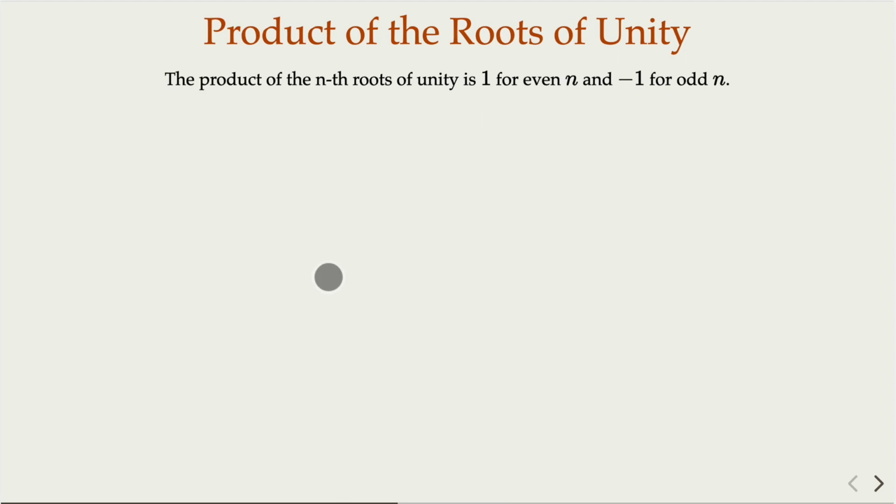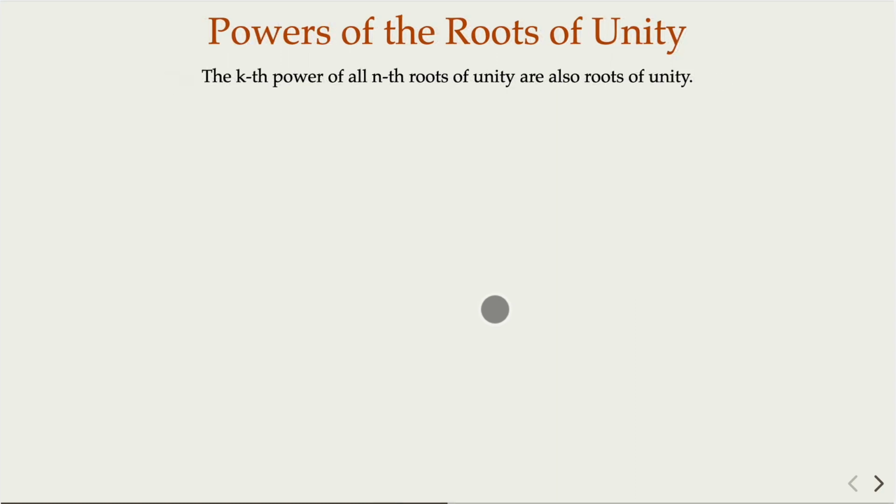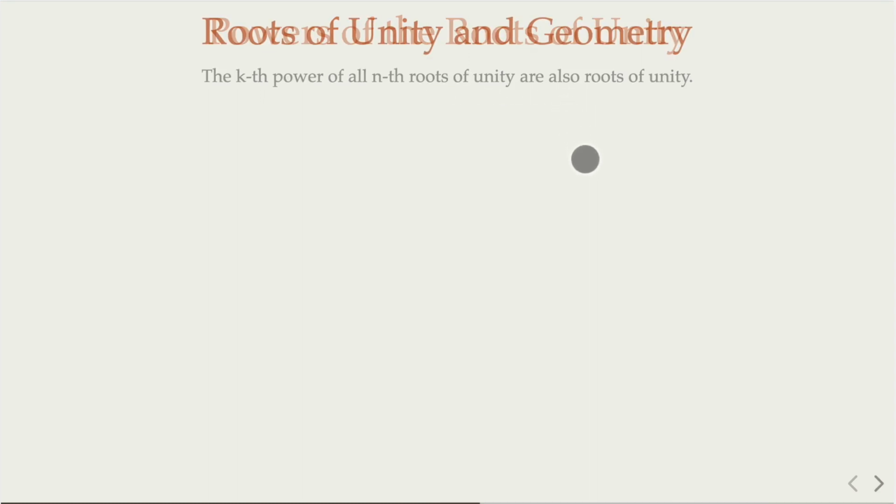How about the product of all the roots of unity? That's going to be either 1 or negative 1, depending on whether n is even or odd. The actual argument could be based on Vieta's formulas for the equation z to the n minus 1 equals 0. And how about the powers of roots of unity? If you raise a root to the kth power, it's going to be another root of unity.